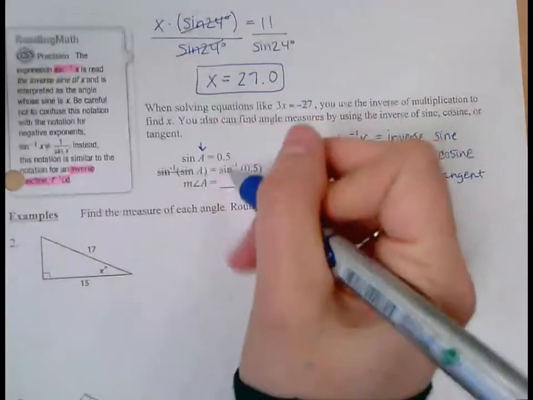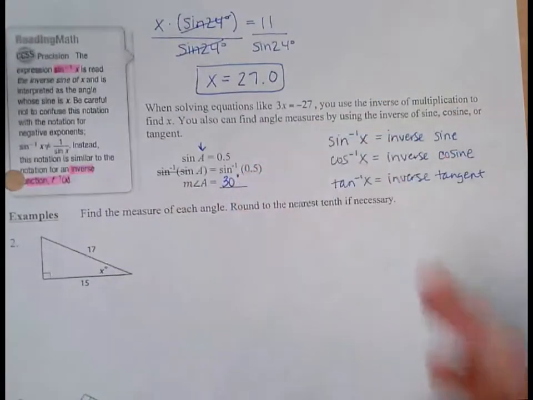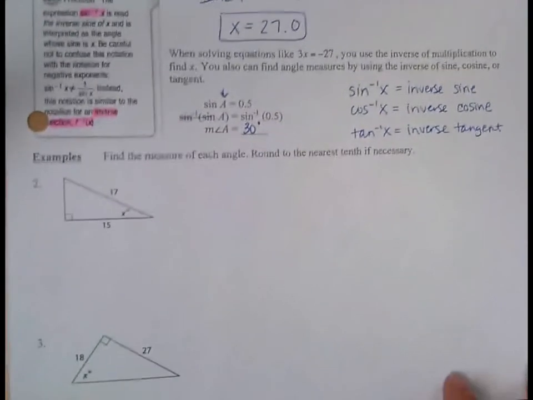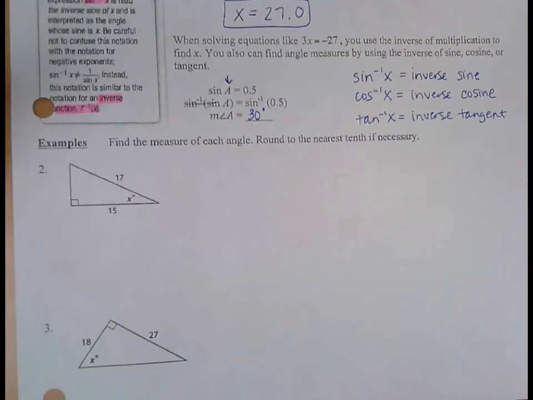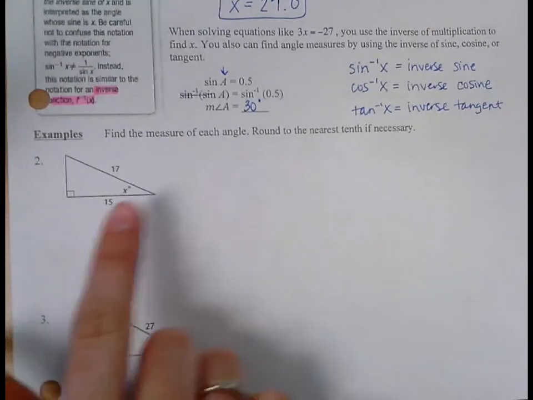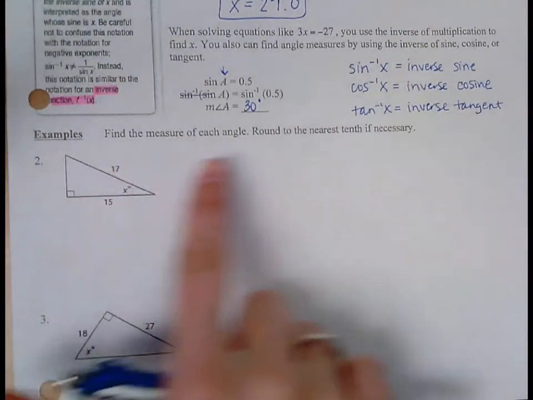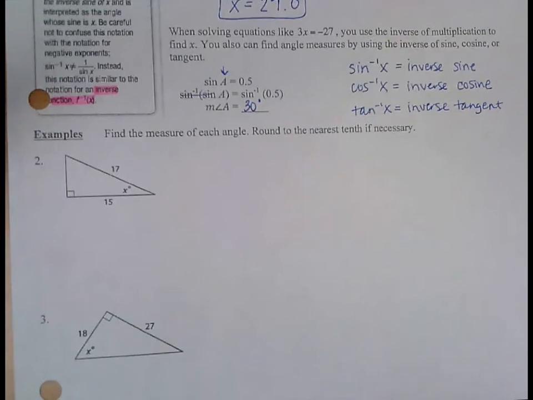All right, so I'll fill that in here. Measure of angle A would be 30 degrees. So we're going to be going through examples. Again, if you're asked to find an angle measure, you would be using one of the three inverse functions. So example 2, actually 2 and 3, find the measure of each angle that's labeled for you, round to the nearest tenth if necessary.